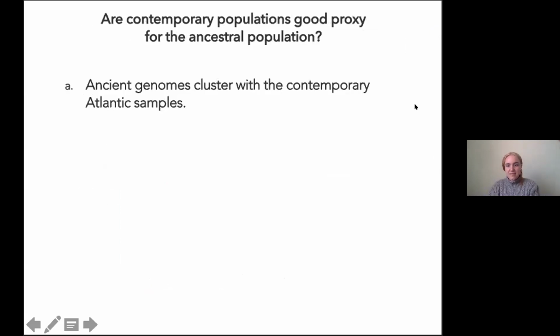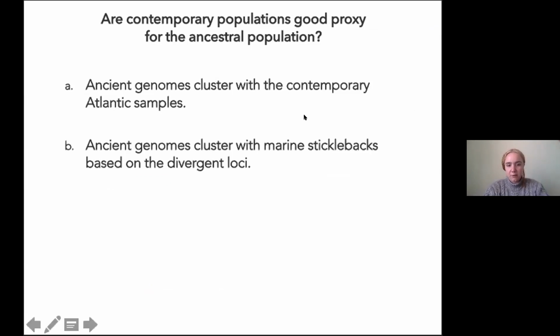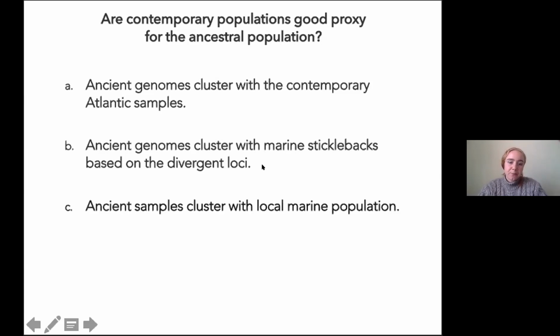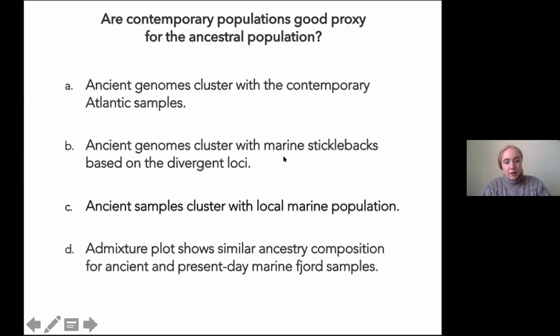So when I summarize what I've shown you throughout this chapter of my talk, we've seen that the ancient genomes cluster with the contemporary Atlantic samples when performing a PCA. When we only looked at the divergent loci, we could see that the ancient genomes were clustering with the marine sticklebacks. And then we've also seen that they cluster with the local marine population. Furthermore, this NGSadmix plot has shown that they have probably a similar ancestry composition in the ancient and the present-day marine fjord samples.